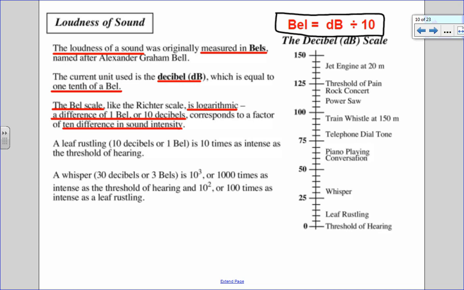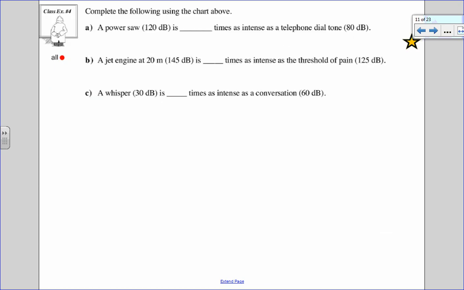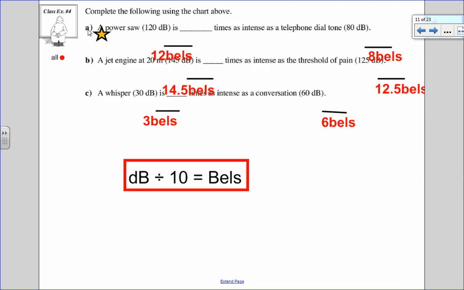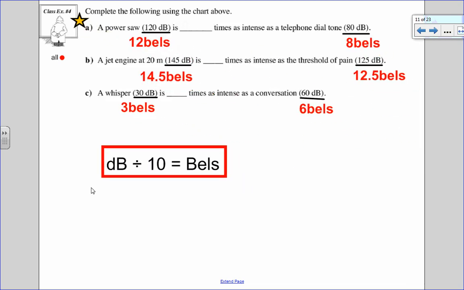But it's really important that you are dealing with bells, not decibels. Okay, so a power saw, 120 decibels, is blank times as intense as a telephone dial tone at 80 decibels. Well, for all of these, notice these are all in decibels. I want them all to be in bells. So that's the very first thing that I'm going to do. Change all of these to be in bells by taking the decibels and dividing them by 10.